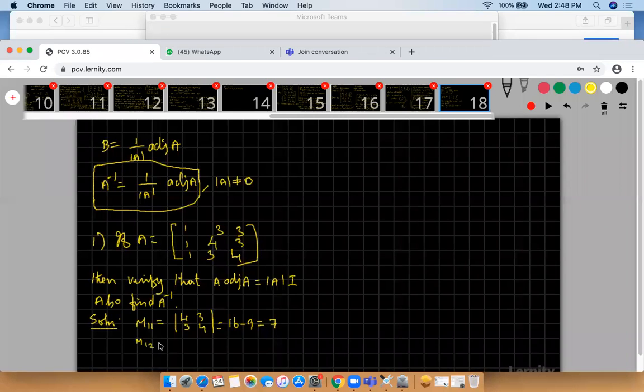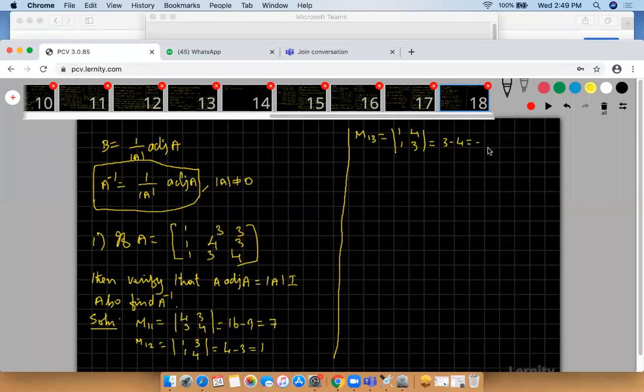Similarly, find M12. M12 means this element. Leave this column, leave this row: 1, 3, 1, 4. So that is 4 minus 3, that is 1. M13 means this element. For this element, the minor is 1, 4, 1, 3. This is 3 minus 4, the answer is minus 1.